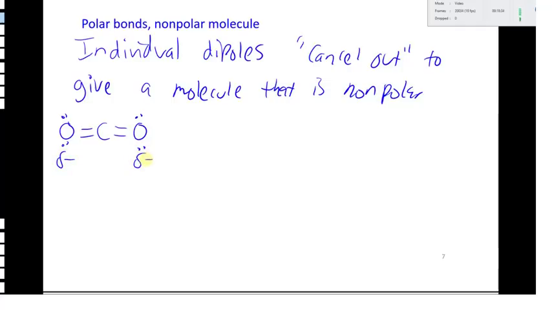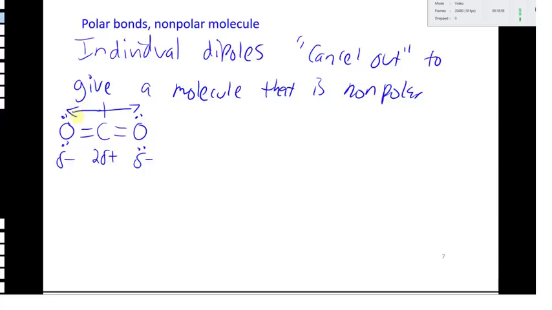If we want to be quantitatively accurate, we would write this as 2 delta plus because there are two polar bonds to that carbon. Not that that's that important, but the point is that the individual carbon-oxygen bonds are still polar. However, if we think about the directions of these dipoles, remember they point towards the more electronegative atom. We have one dipole that points left to right, and an exactly identical dipole that points right to left. And so those two completely cancel each other out.